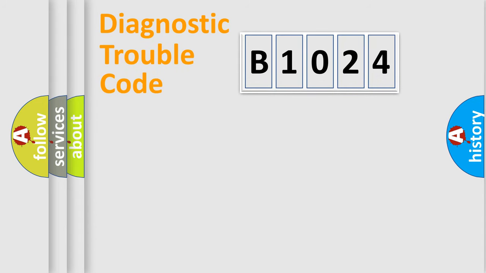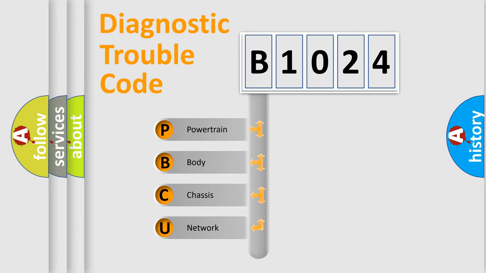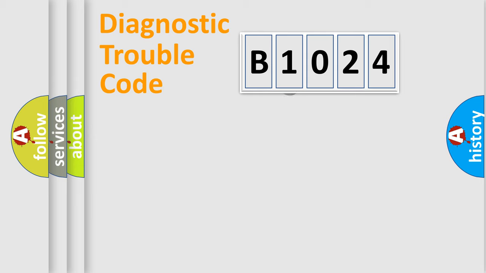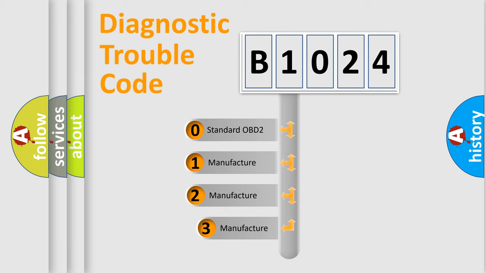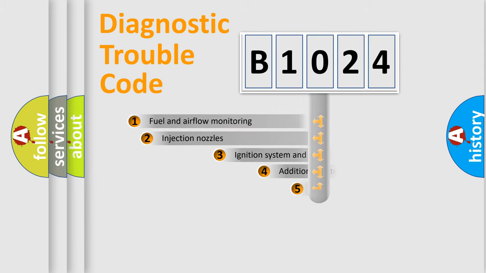Let's do this. First, let's look at the history of diagnostic fault code composition according to the OBD2 protocol, which is unified for all automakers since 2000. We divide the electric system of an automobile into the four basic units: powertrain, body, chassis, network. This distribution is defined in the first character of the code. If the second character is zero, it is a standardized error. In the case of numbers 1, 2, 3, it is a more prestigious expression of the car-specific error.